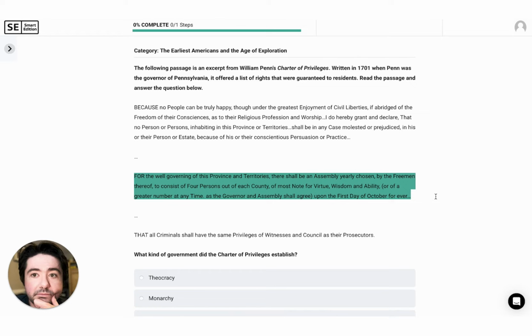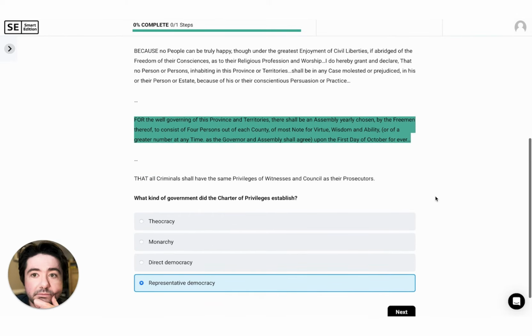What does this sound like? It sounds like the people in each county are picking a couple of representatives to go to an assembly hall and govern on their behalf. This is representative democracy in a nutshell. And that's our answer, right front and center.